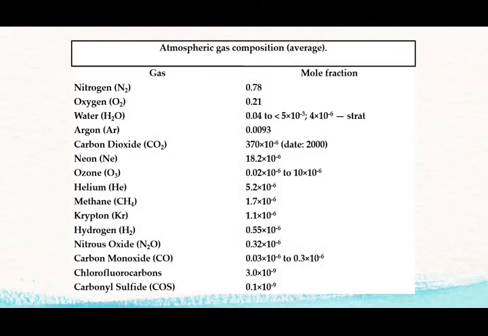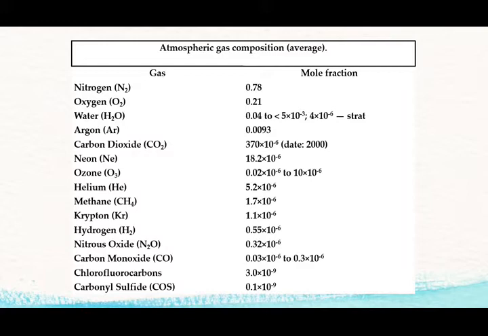Now, this is the table which shows the atmospheric gas composition in the troposphere region. Nitrogen is 0.78 mole fraction, oxygen is 0.21. Water vapor varies. Argon is 0.0093. Carbon dioxide is 317 × 10⁻⁶. Neon is 18.2 × 10⁻⁶. Ozone is 0.2 × 10⁻⁶ to 10 × 10⁻⁶.